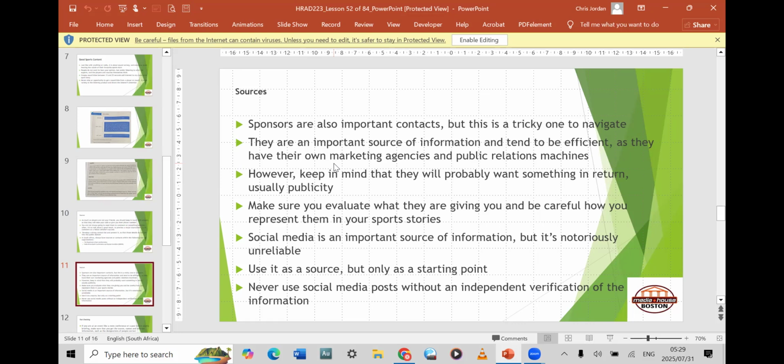Keep in mind that they'll probably want something in return. There you go, publicity. So make sure that you evaluate what they are giving you and be careful how you represent them in the story itself, on social media. More importantly, this is the only time I would think is a real valid reason to mention a sponsor: when they actually buy over a team. So they become an official sponsor. That's it. Why would there be any need to mention them otherwise?